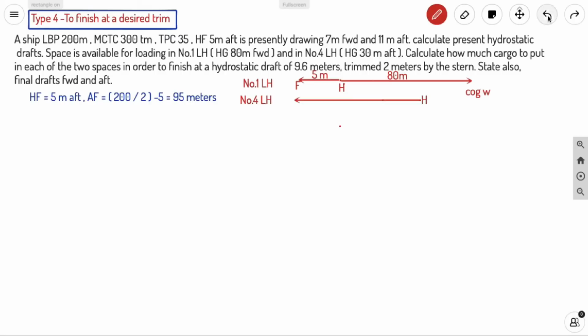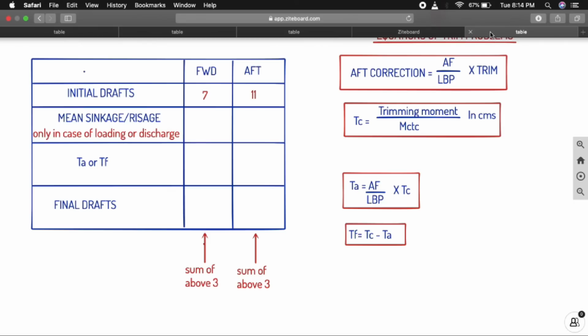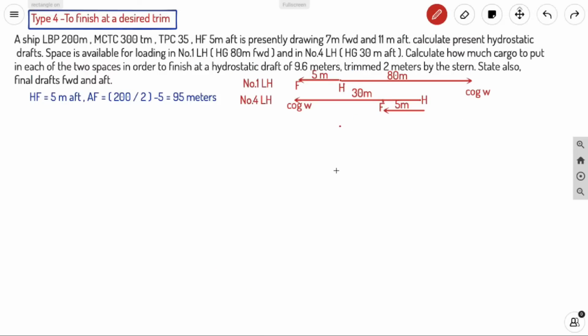Similarly for number 4, COG is given as 30 meter aft of H, and F is 5 meter aft of H. So we can say the distance from COG to F is 30 minus 5, 25. So now we need to find from the table the mean sinkage or rise. To find mean sinkage or rise, we need to know weight divided by TPC. Since we don't know the weight, let's see how we find it.